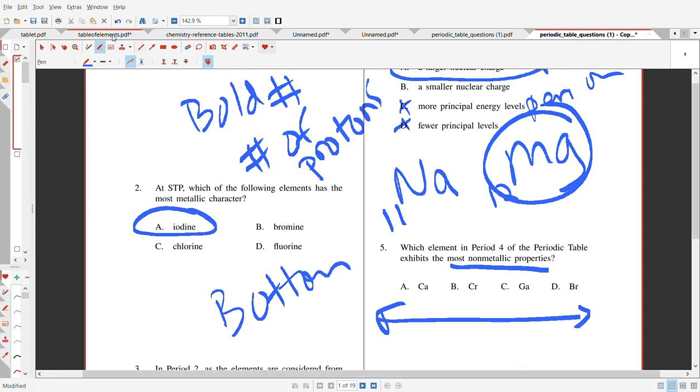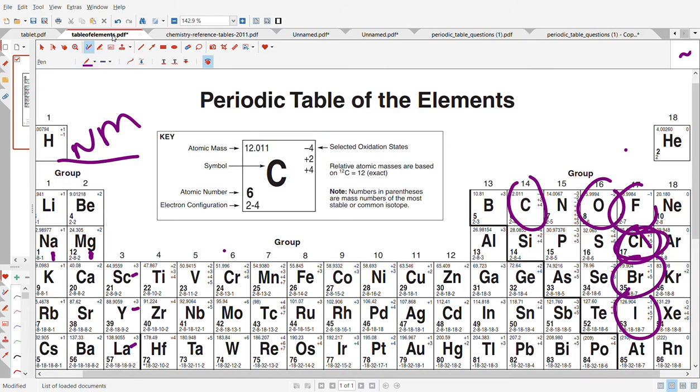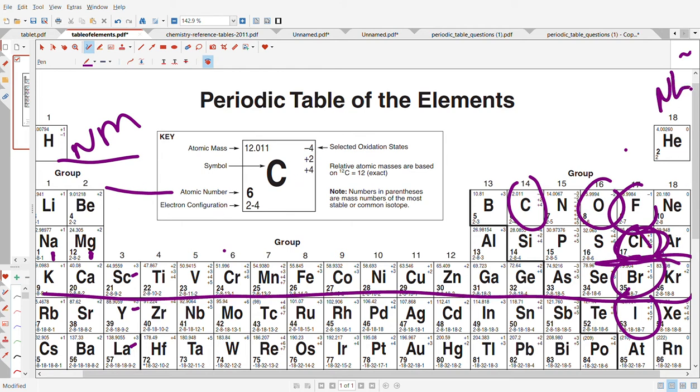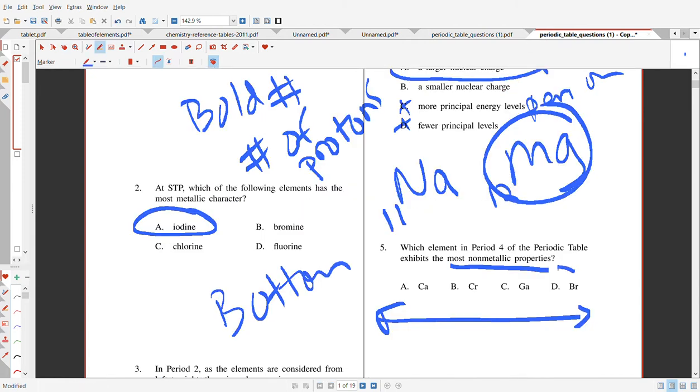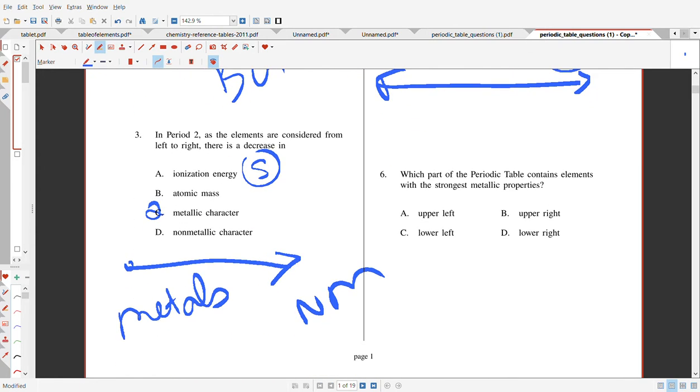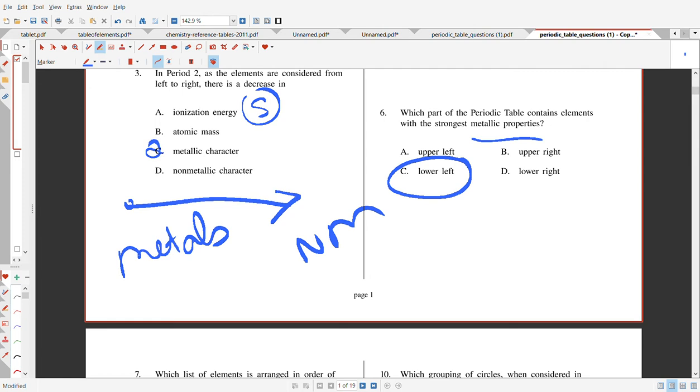So let's go to period 4. 1, 2, 3, 4. All right, period 4. This is period 4, this whole row here. So for non-metallic, you don't pick the last column. You don't pick the noble gases. So I'm going to see if Br is a choice. Because these are just the trends you have to memorize. So, yeah, Br is a choice. And again, you're going to pick a guy at the extreme. Where are the strongest metallic? Metals in the lower left are the most metallic.